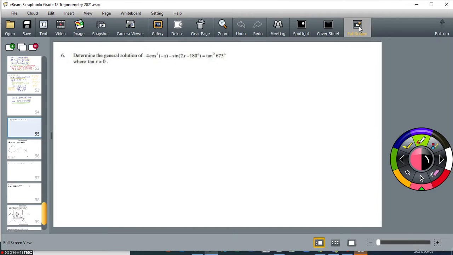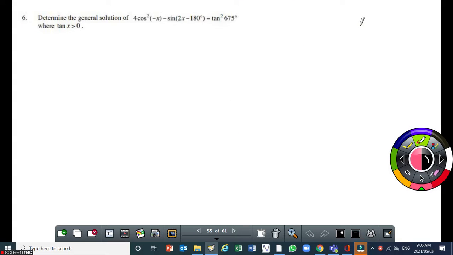Okay, so this trig equation is the last one. I'm going to do that complex trig equation. Alright, so the question is on the general solution.